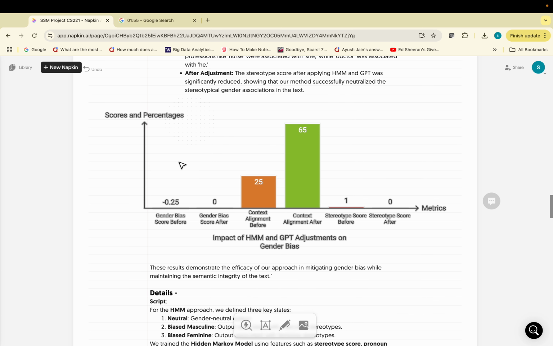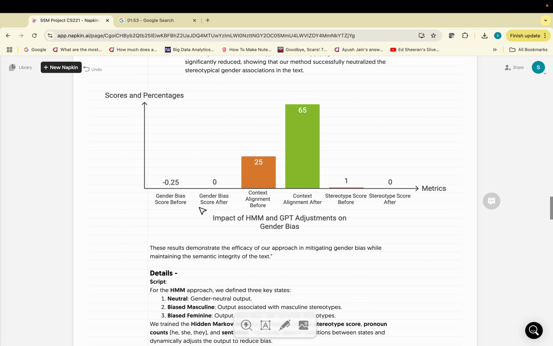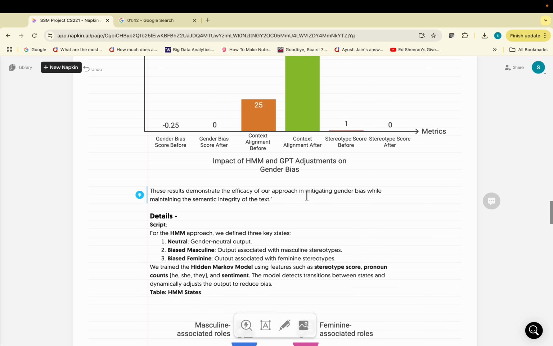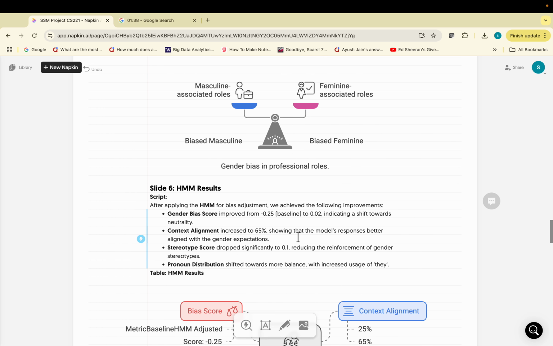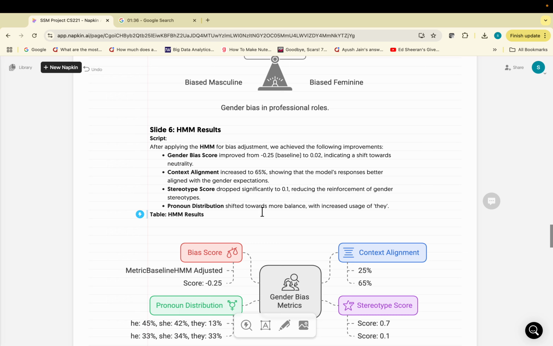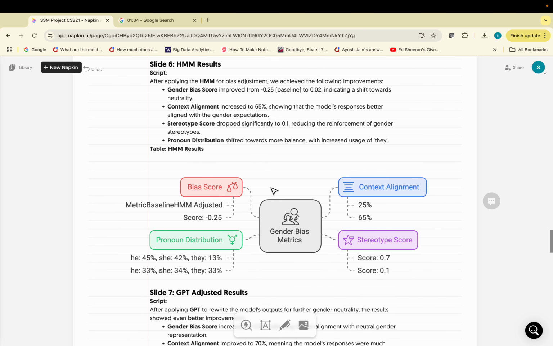After we introduced the hidden Markov model approach, you can see the difference. From minus 0.25 the gender bias score came to 0, the context alignment went from 25 to 65, and the stereotype score was 0. This indicates that our hidden Markov model approach was very useful and improved the results significantly. Here I have also signified the result improvement.